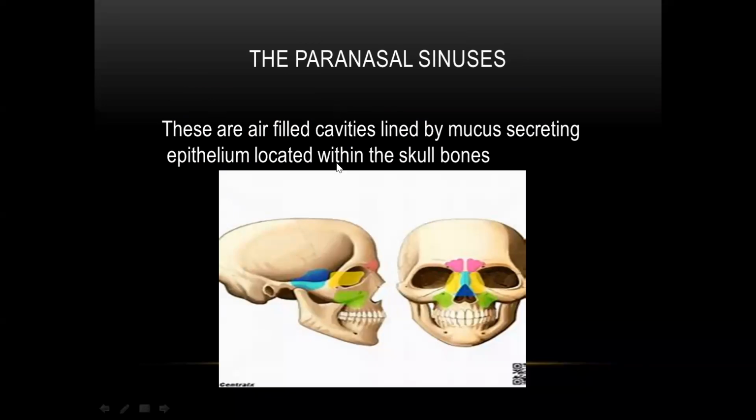So now we will talk about the paranasal sinuses. Paranasal sinuses are air-filled cavities lined by a mucus-secreting epithelium within the bones of the skull, located around the nasal cavity and open into it. The functions of these paranasal sinuses are voice resonance and reducing the weight of the skull.